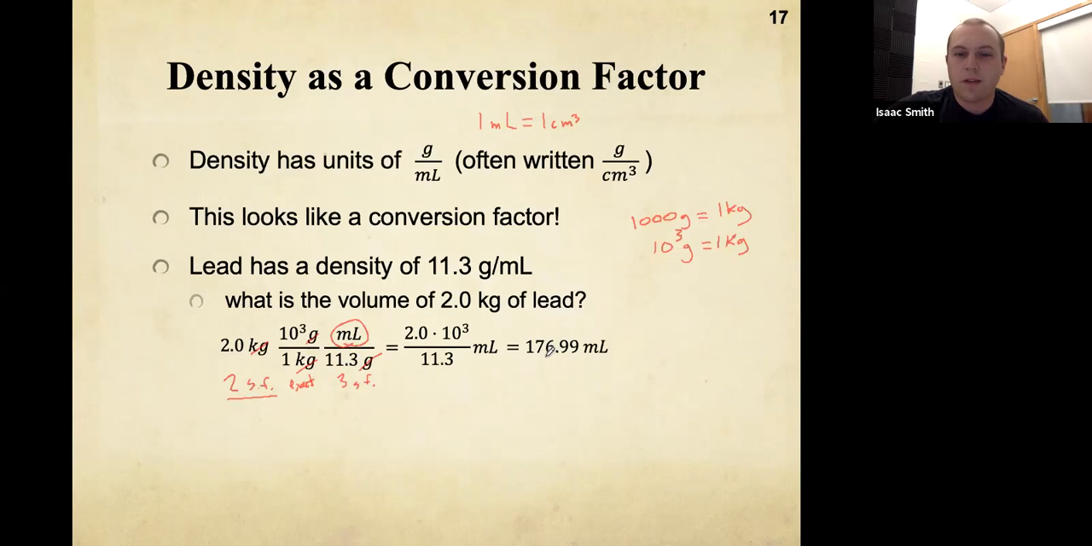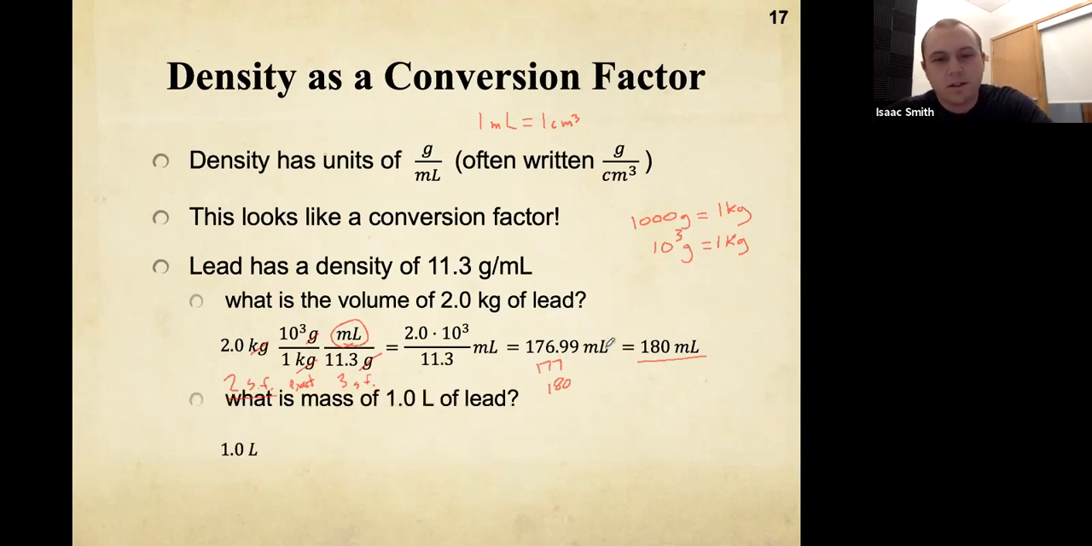So if you round this number to the ones place, which is commonly what people think about, you have 177. But we actually need to round it to 2 sig figs. So now if you round 177 to 2 sig figs, that actually gives you 180, right? So 180 milliliters is going to be what you would report as the answer for this problem.